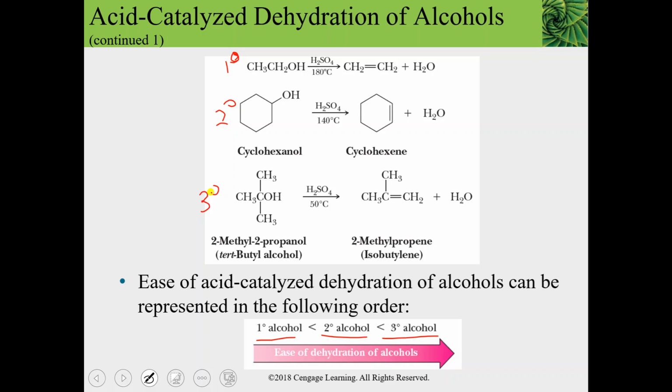What's happening? We got very high heat with the acid. We got just the acid and a significantly lower heat. And then we got really low heat and an acid with that one, okay? And what do you see happening? We see a double bond being formed here.